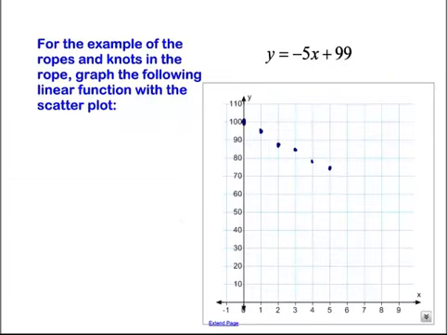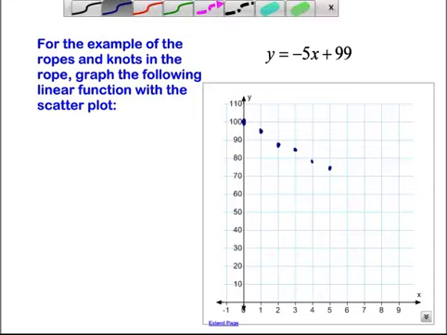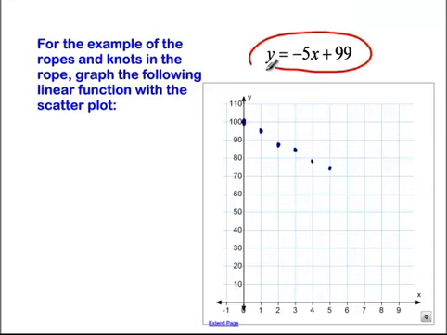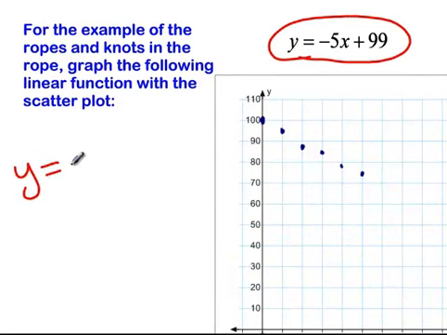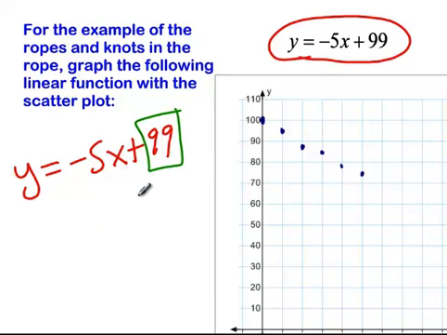In this problem, it says to graph the following linear function with the scatter plot. Okay, so this is our data from before, the plot that we made. And I'm going to take this linear function right here and graph it with this data. So I have to remember some review things. First of all, this has a couple of pieces of information that are really important. This 99, if you remember, is the y-intercept. And this -5 is the slope.